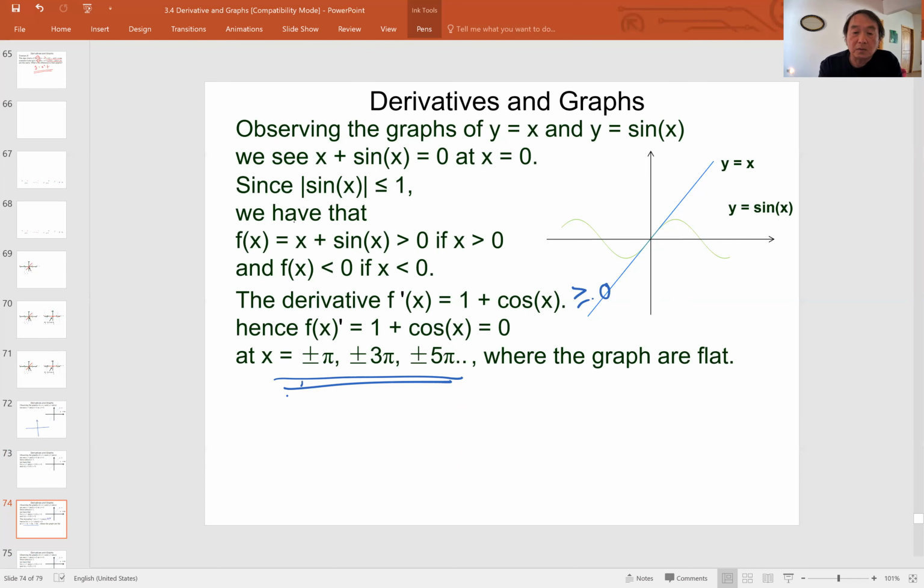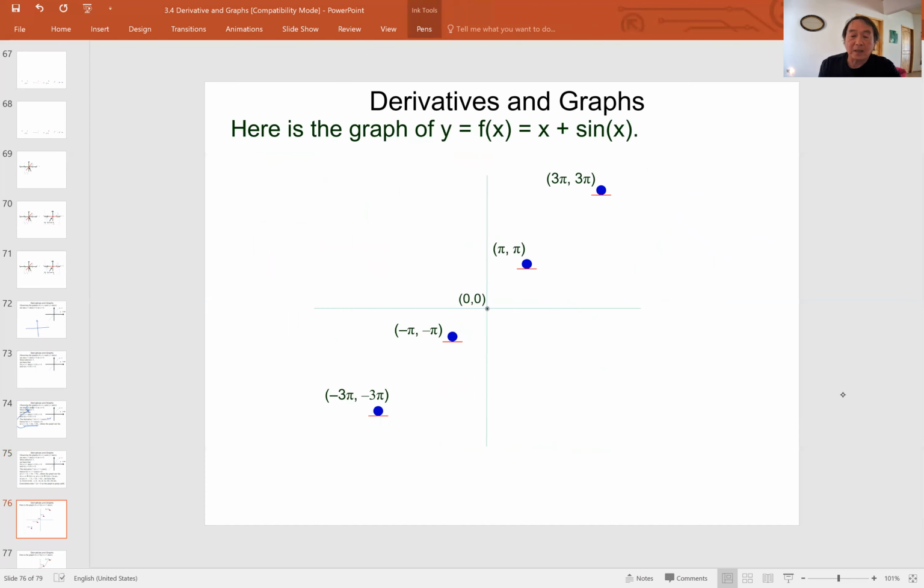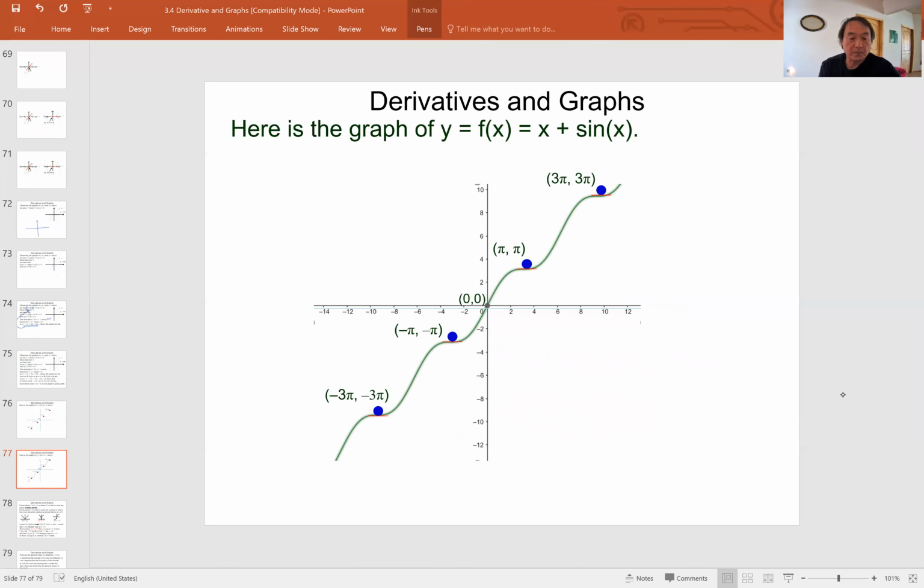When I plug these points into x plus sine x, at x equals pi, sine x is 0, so I get pi again. At x equals 3 pi, I get 3 pi, and so on. So at minus pi, pi, 3 pi, we have flat points, but at the same time it's going uphill all the way. The derivative is positive everywhere else. Hence we have these shoulder points: uphill, flatten out like a shoulder, and then it goes over.